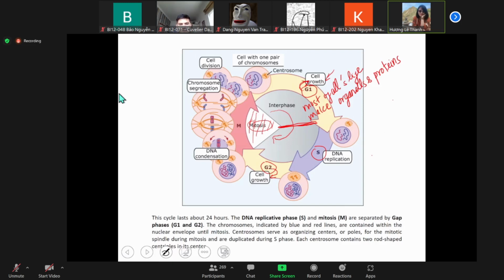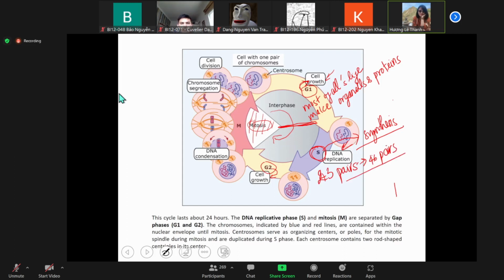The second stage of the interphase is the S phase, and S is for synthesis of DNA. In this step, the DNA is replicated, 23 pairs into 46 pairs. They become double. So 23 pairs, 46 pairs in this stage.